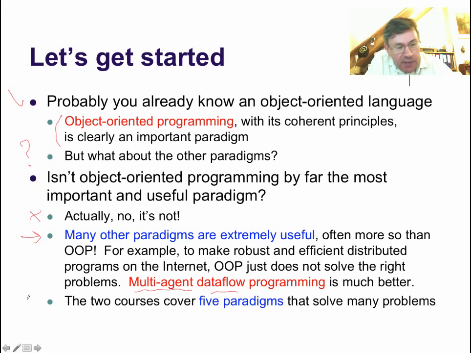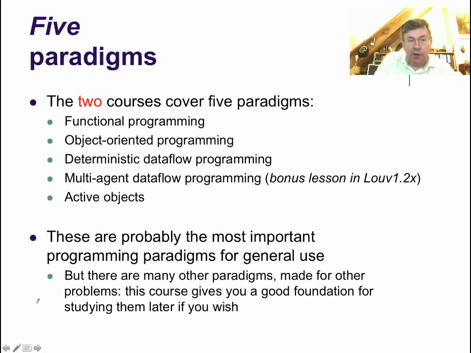So in this course, in fact in these two courses, we will cover 5 paradigms, and together these are, in some sense, in our view, the most important. They solve very many interesting and important problems. So the 5 paradigms are the following. Functional programming, the base one, in fact in some sense it underlies the others. Object-oriented programming, the one everybody thinks they know. Deterministic data flow, the most interesting form of doing concurrent programming, also very simple.